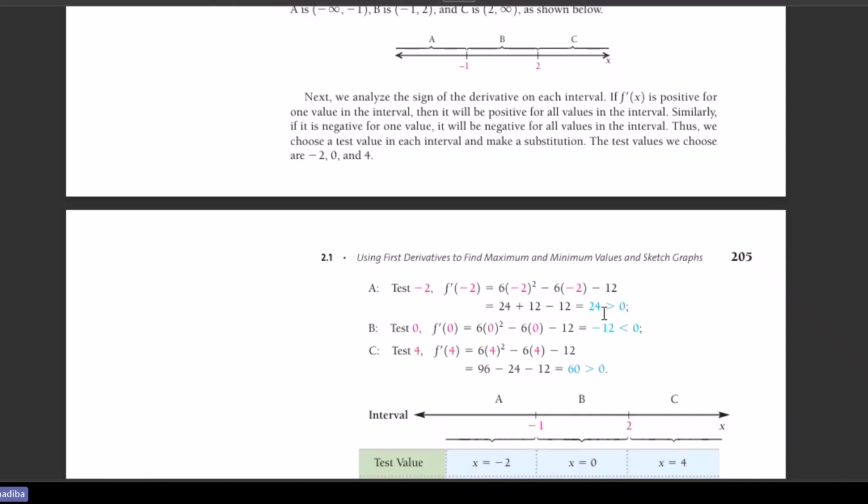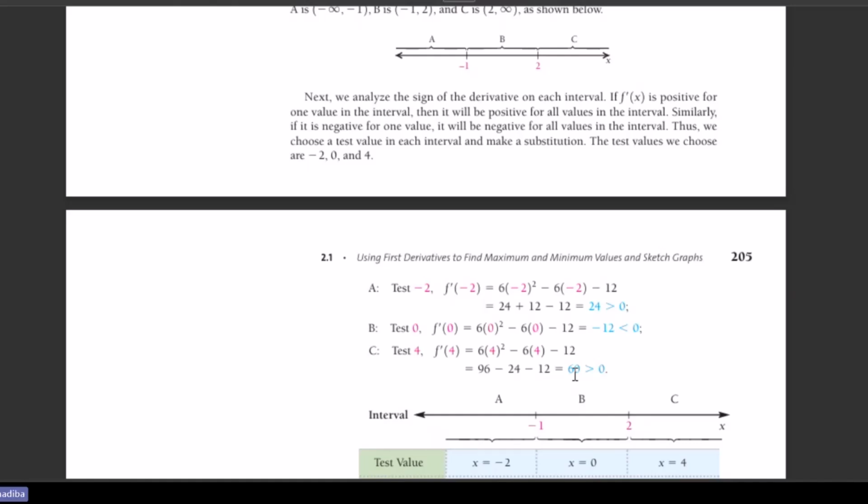You agree that when you substitute -2 into the first derivative of f, you get positive 24, which is greater than 0. And when you substitute 0 into the first derivative, you are saying you get -12. Finally, with 4, you say you are getting 60. Yes, sir.